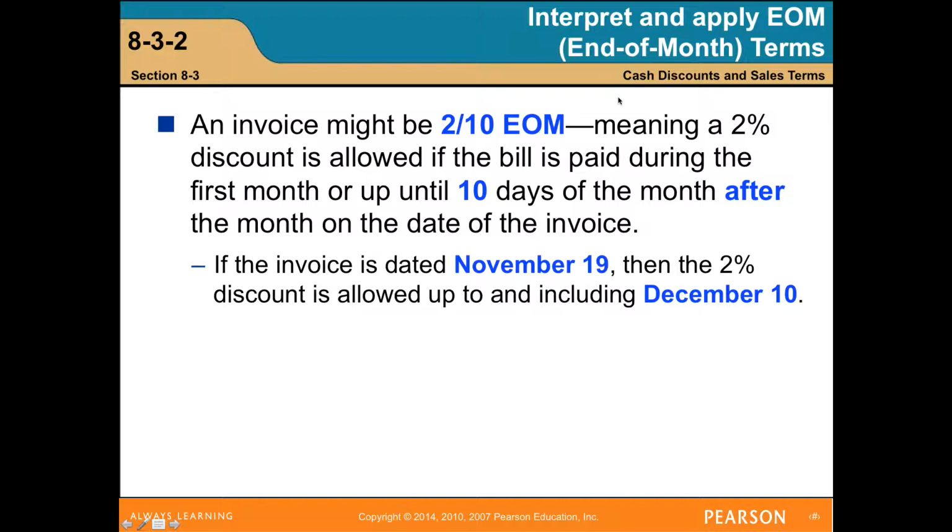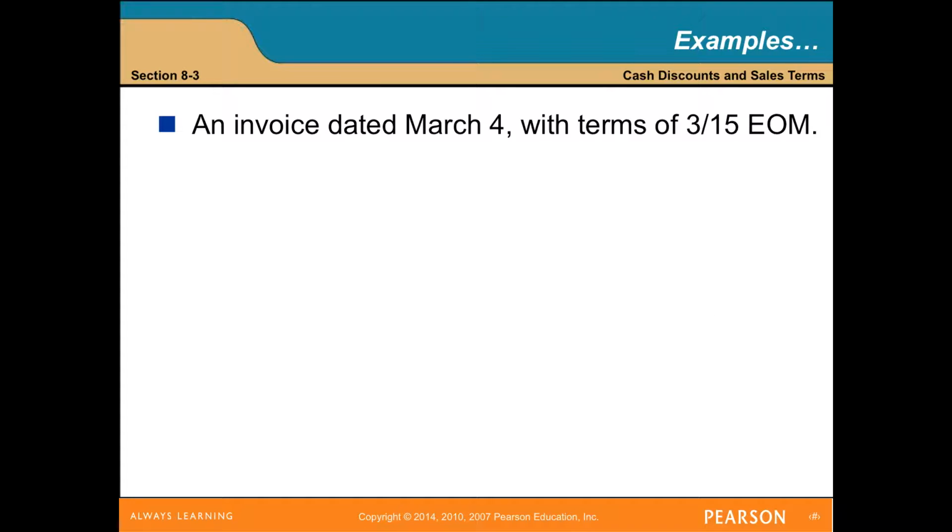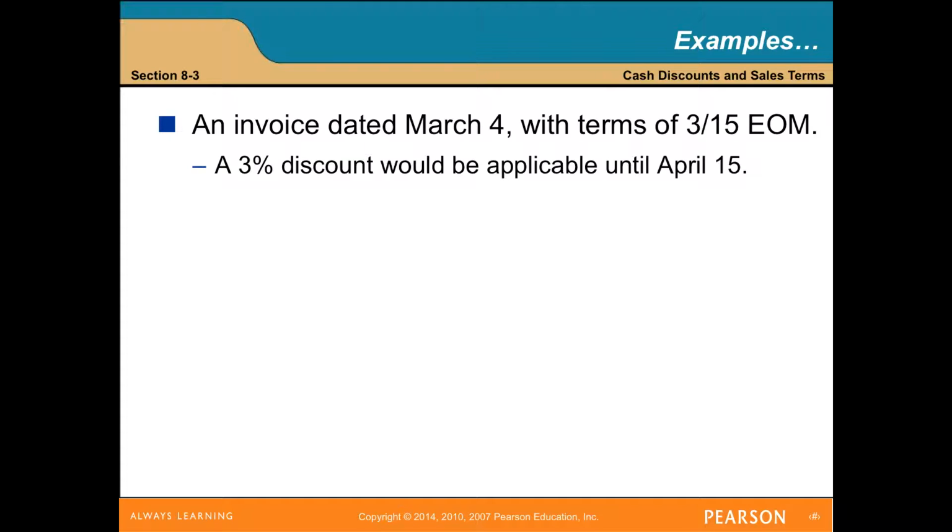Interpret and apply EOM or end of month terms. An invoice might be 2/10 EOM, meaning that a 2% discount is allowed if the bill is paid during the first month or up until 10 days of the month after the month on the date of the invoice. If the invoice is dated November 19th, then the 2% discount is allowed up to and including December 10th. Some examples: an invoice dated March 4th with terms 3/15 EOM. A 3% discount would be applied until April 15th. Okay, remember percentage and then the date.